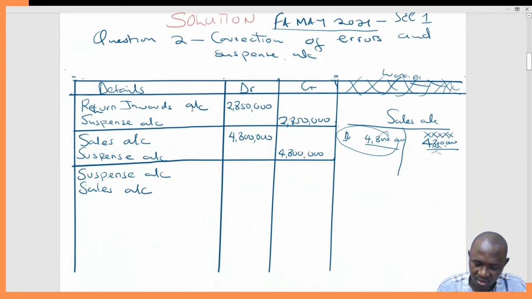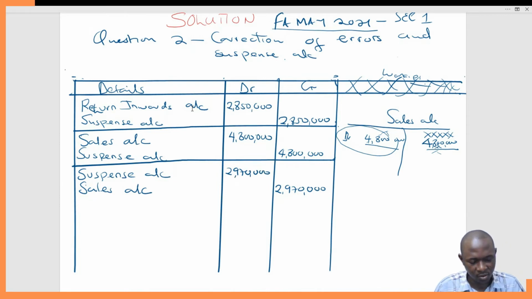So we'll come here and say suspense account 2.97. We always start with the debit side. Don't start with the credit side like that. And then you do what? You close, because there's no narration required.